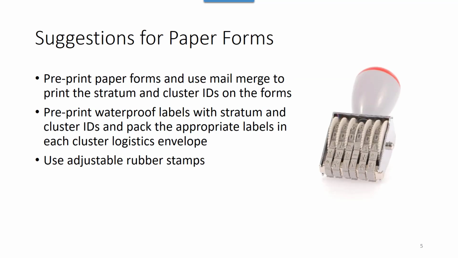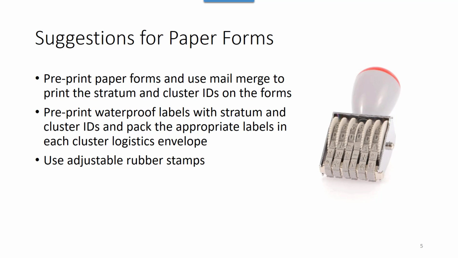When the data will be collected on paper forms, we have a few suggestions for getting the IDs down accurately. First, you could pre-print the forms. You could use a mail merge program and print up forms for every stratum and cluster where those fields are pre-printed on the paper. If you know precisely how many respondents you'll have in each cluster, as might be the case in a quota sample, then this could work well. But if the number of respondents per cluster varies, this might be inefficient.